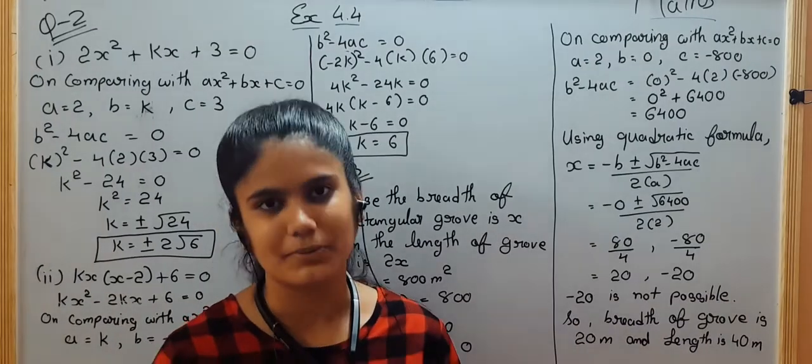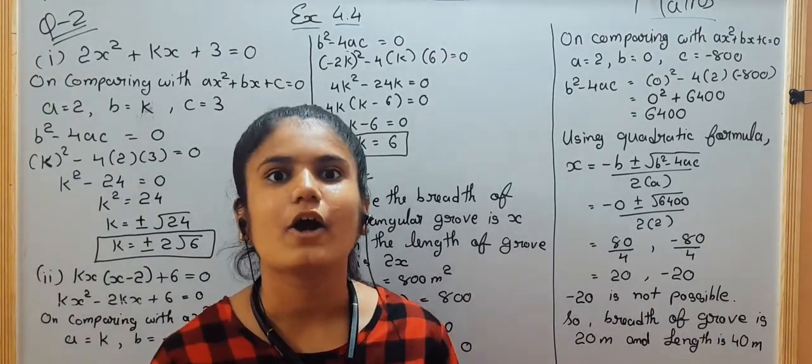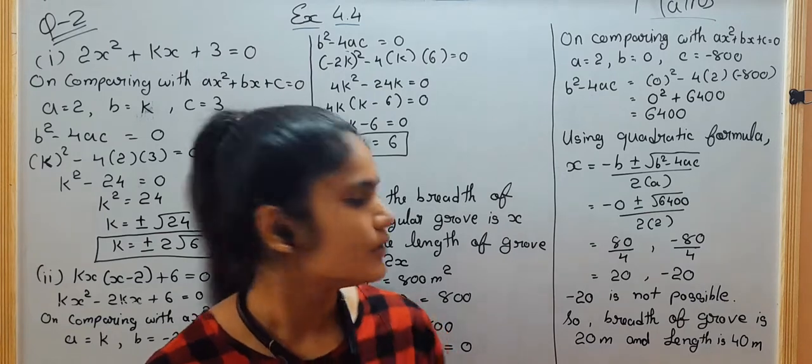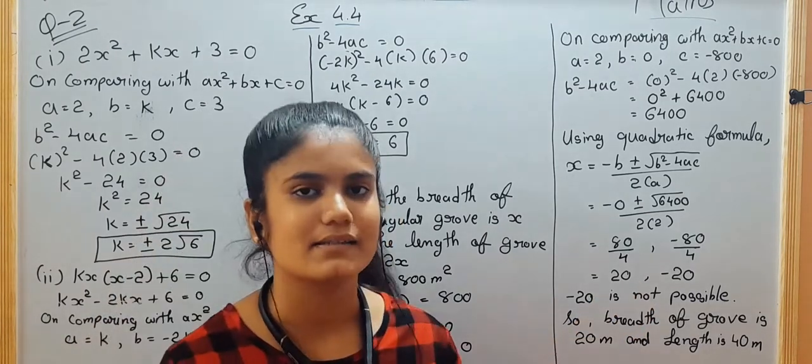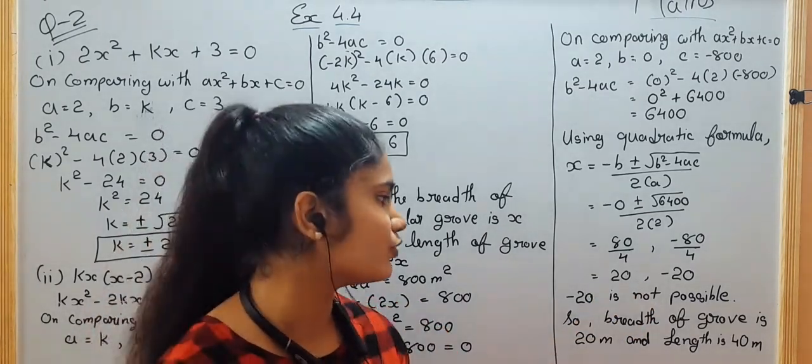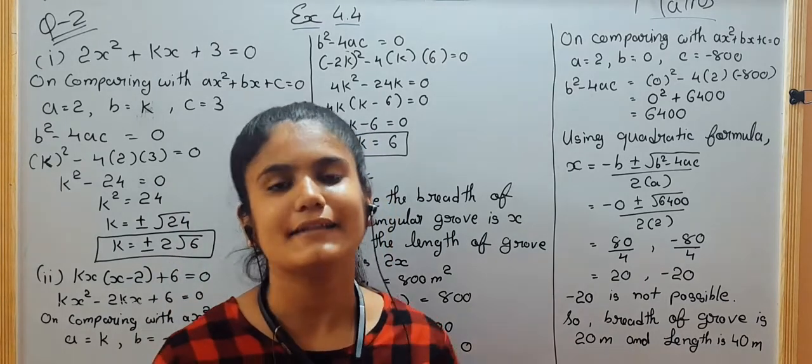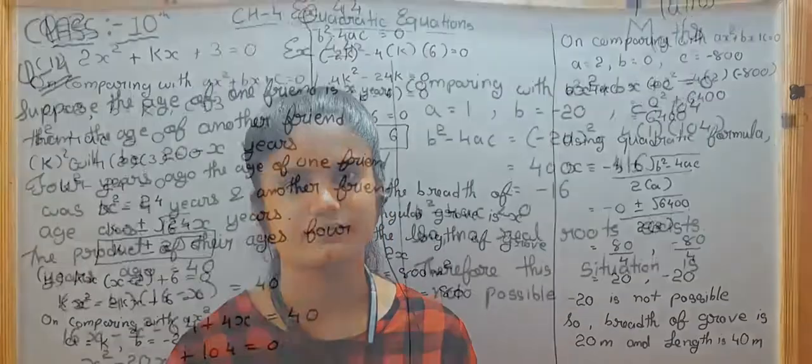But length or breadth cannot be negative, so 20 is the correct answer. So the breadth of the grove is 20 meters and the length of the grove is 40 meters.